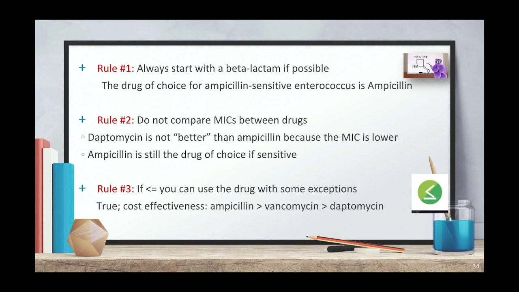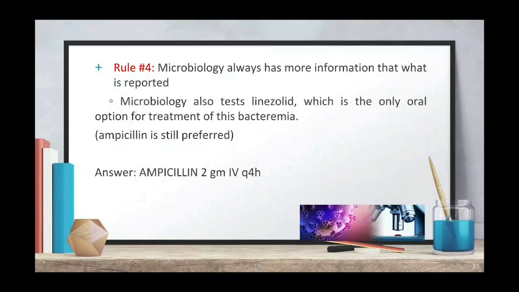And rule 3. If less than or equal to, you can use the drug, with some exceptions. True. Cost effectiveness: ampicillin greater than vancomycin greater than daptomycin. Susceptibility patterns will vary in different clinical areas. And rule number 4. Microbiology always has more information than what is reported. Microbiology also tests linezolid, which is the only oral option for treatment in bacteremia. But still, ampicillin is preferred. So, the answer is ampicillin 2 gram IV Q4 hourly.